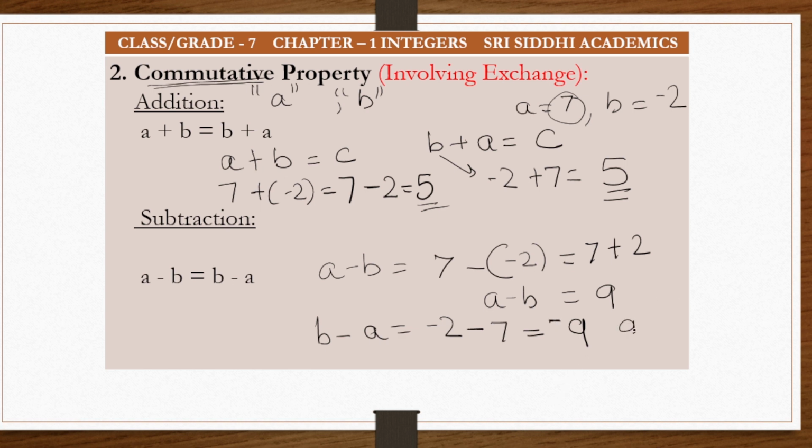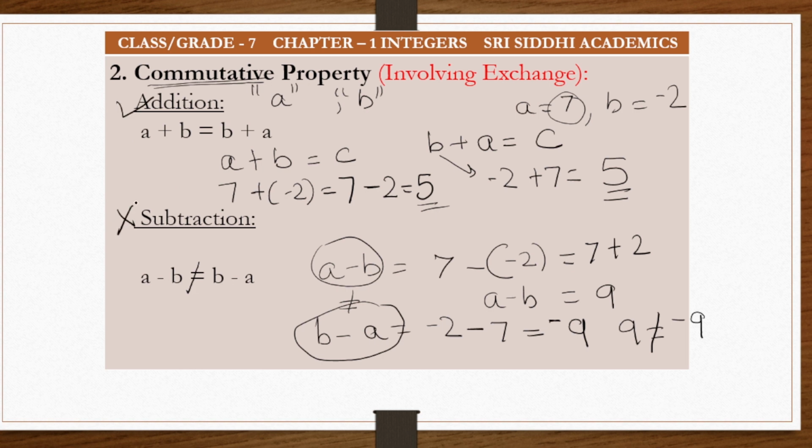And both have a minus sign, so the answer will come as -9. But is 9 equal to -9? No, one is a positive integer and the other is a negative integer. It's not equal. Therefore, a minus b is not equal to b minus a. Okay, so this we will put here: it's not equal to b minus a. Means commutative property holds good for addition but not for subtraction.